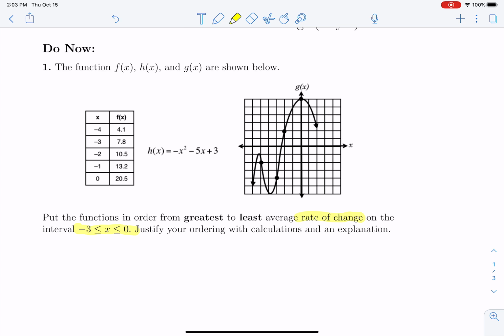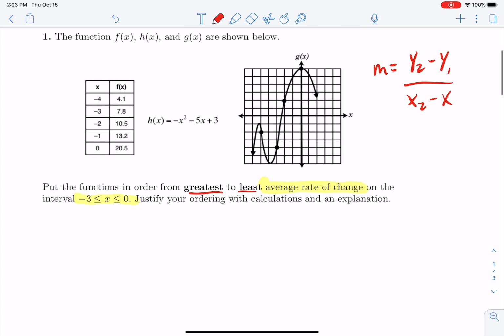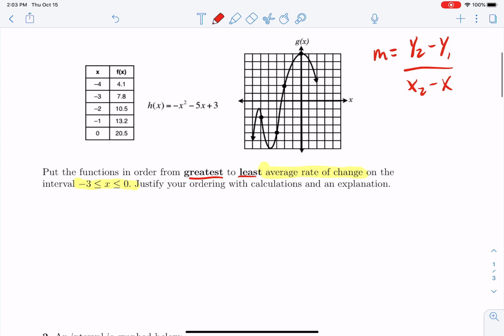Okay, so notice the concept here is average rate of change. Remember, we find average rate of change using the slope formula: change in y over change in x. And we need to order these from greatest to least. This problem is going to take a little bit of time, mainly because there are a lot of calculations involved.